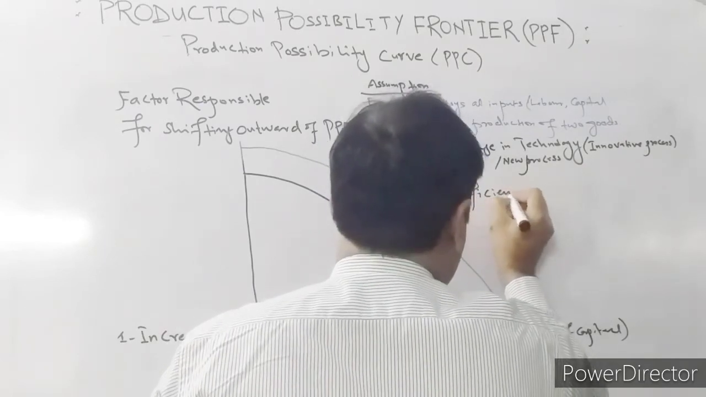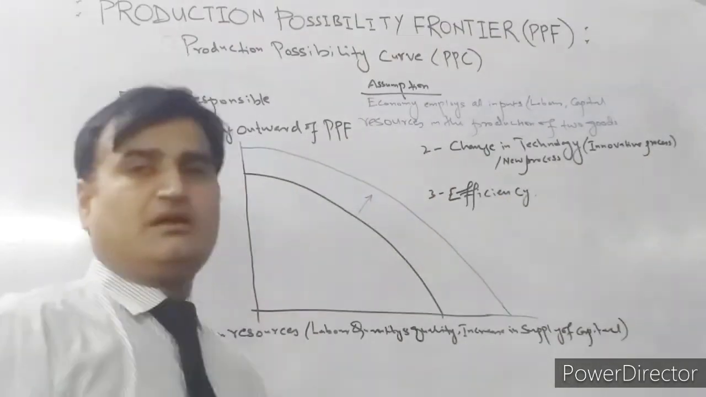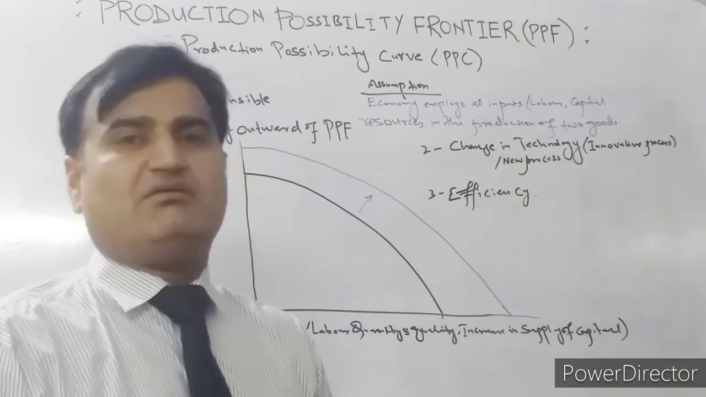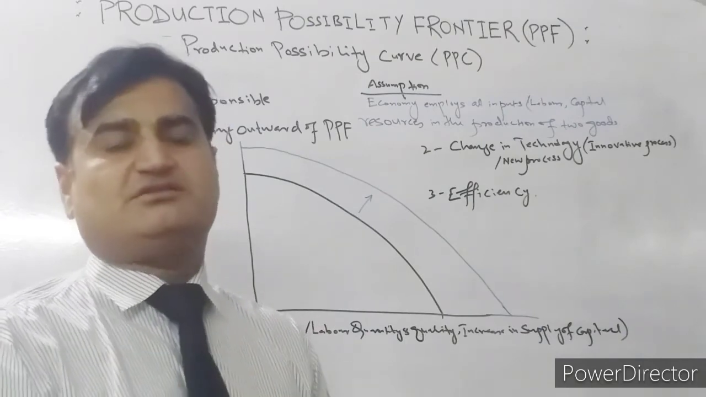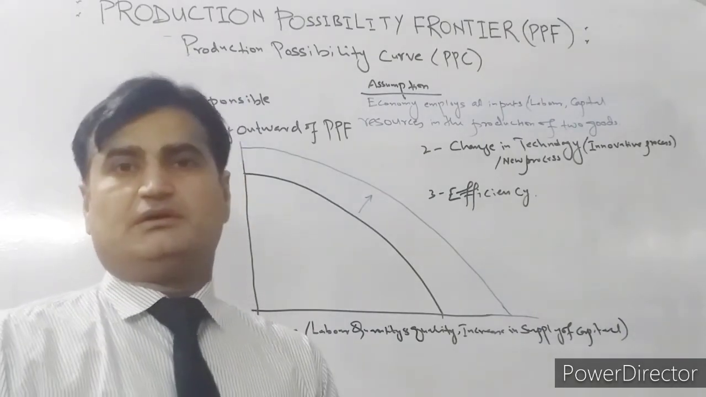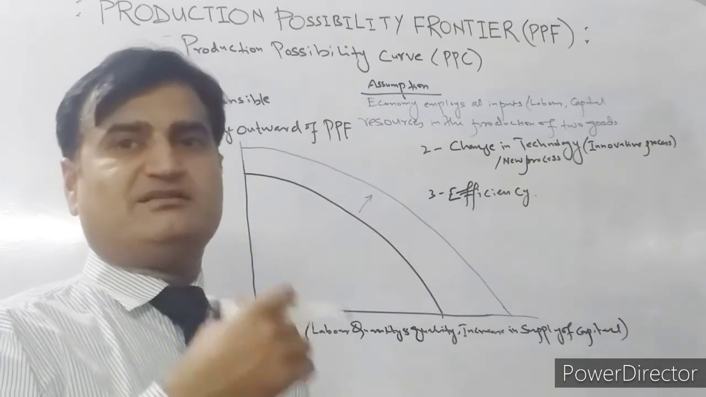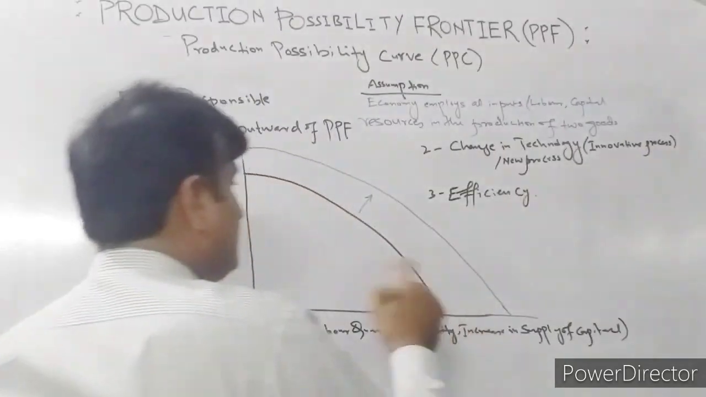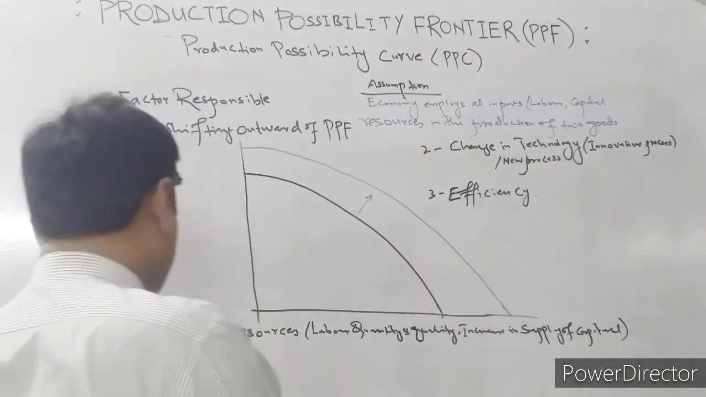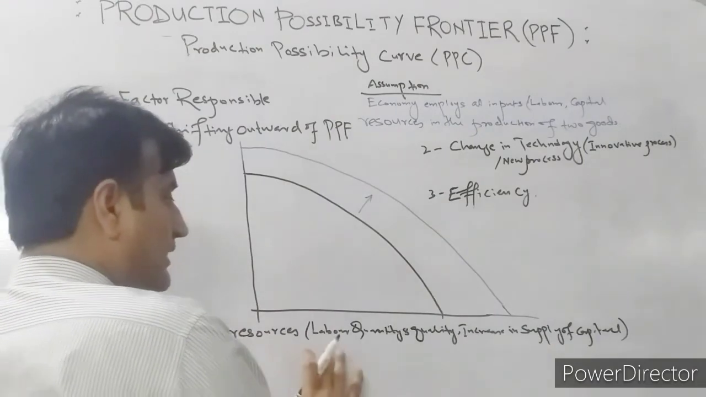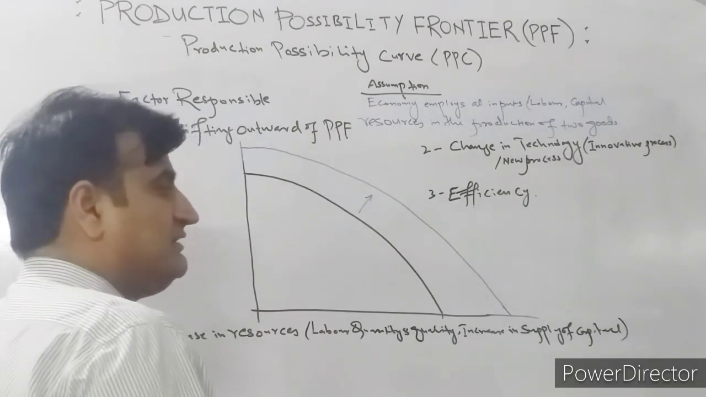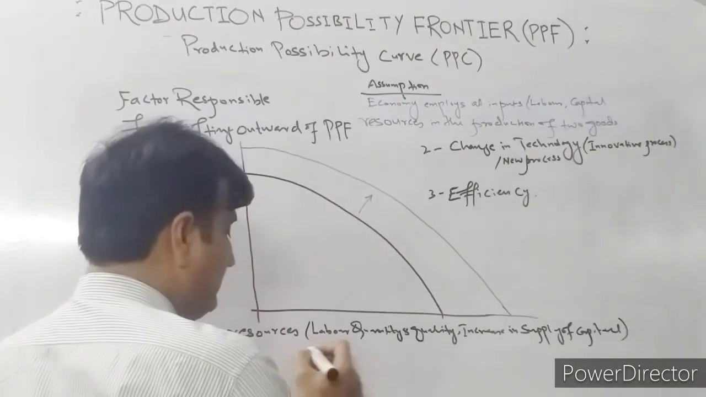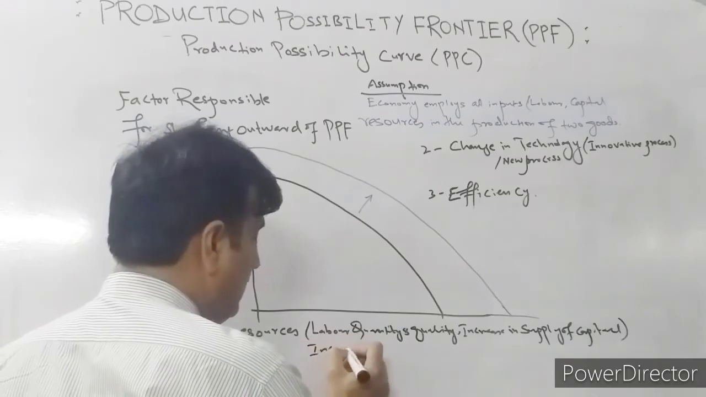Third is efficiency. It means an economy is efficient to produce more goods at the given level of resources, either by giving training to the employees, by improving their skills, abilities, specialization. So the PPF shifts outward due to these factors: increase in resources, increase in labor quality and quantity, increase in supply of capital, or increase in natural resources like oil, gas.